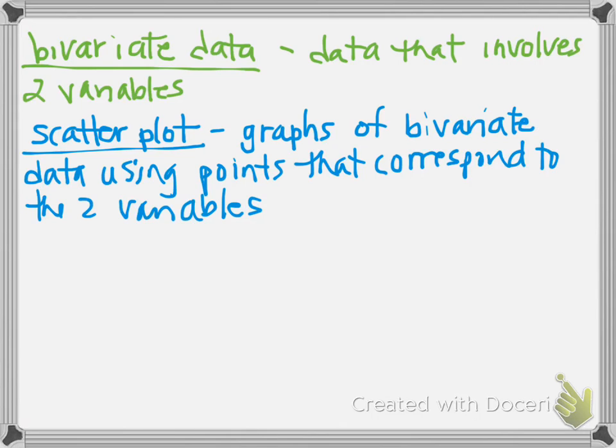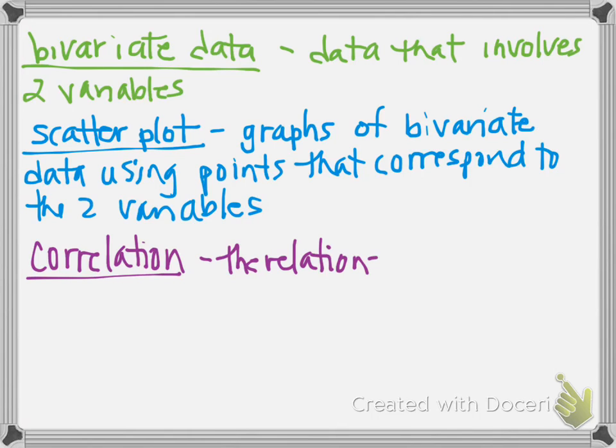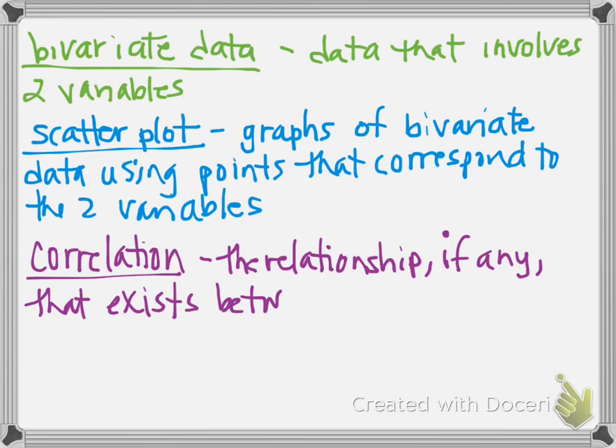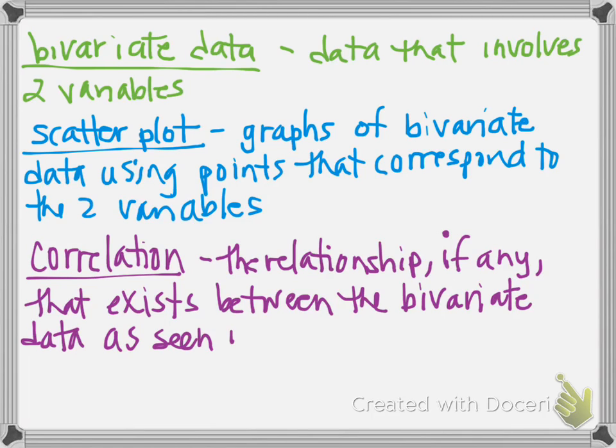All right, so let's talk about the last one, correlation. So correlation is the relationship, and I'm going to put comma, if any, that exists between the bivariate data as seen in the scatter plot. So all of these are interrelated.